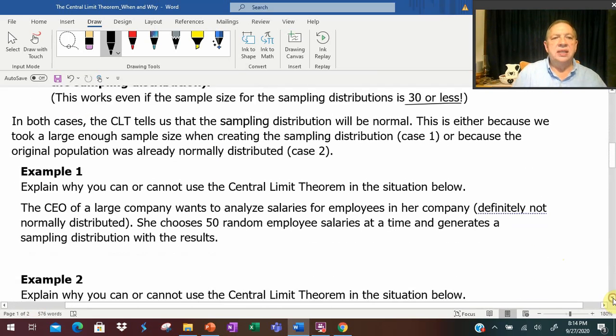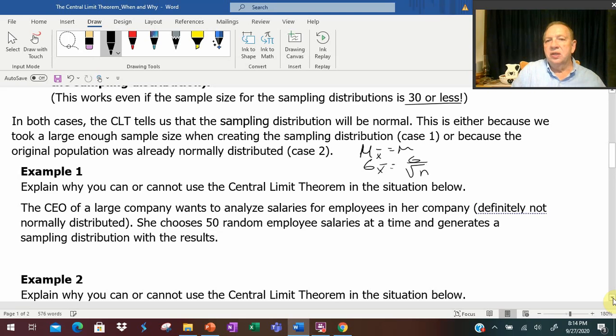So in both cases, the CLT tells us that the sampling distribution will be normal. The mean of the means will be mu, and sigma x bar, the standard deviation of those x bars, is related to the population standard deviation divided by the square root of n. So this is how the CLT can work for us, and then we can ask probability questions about the sample mean.